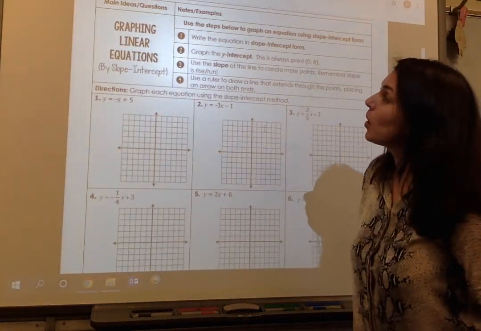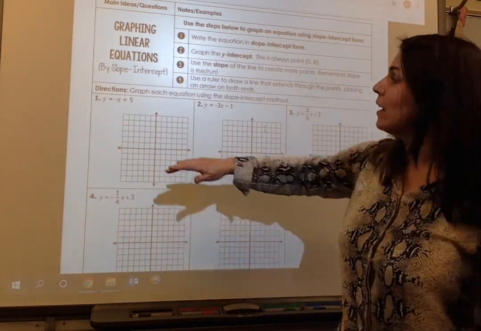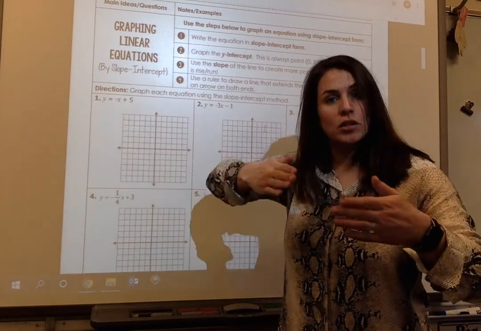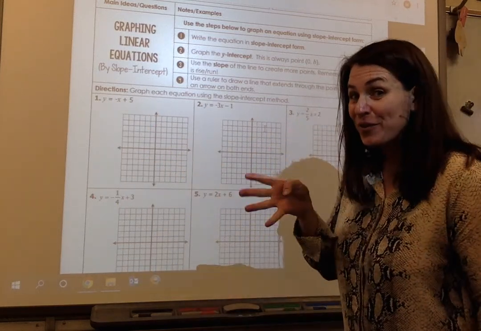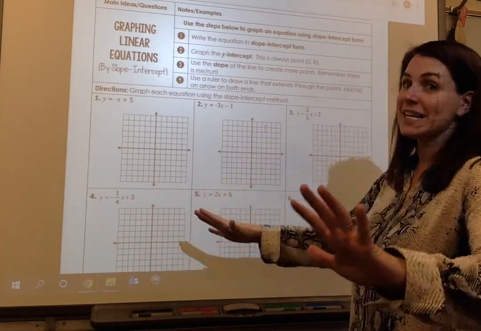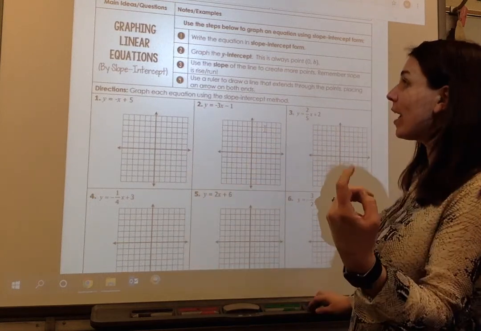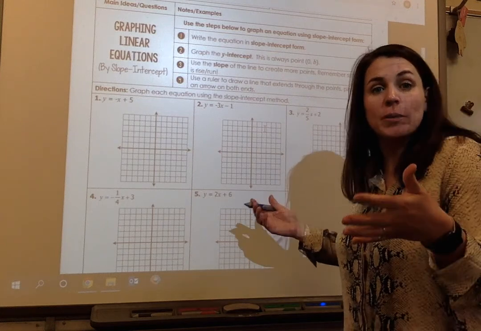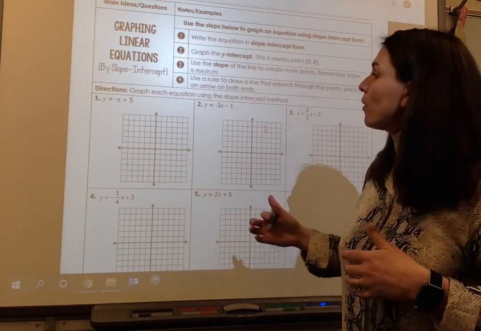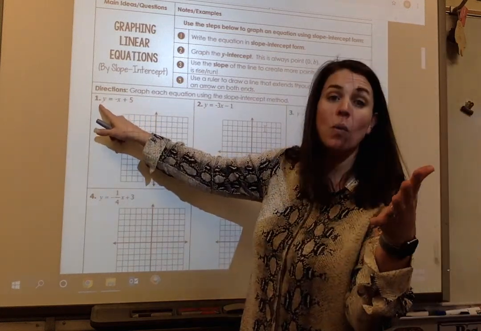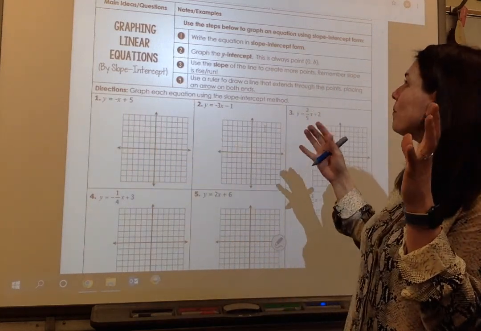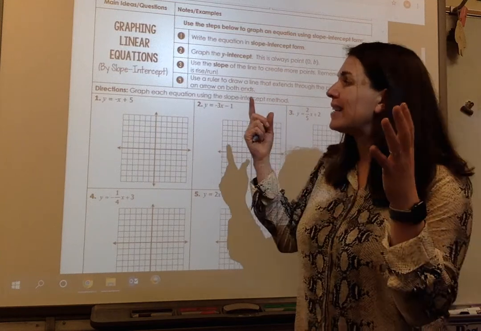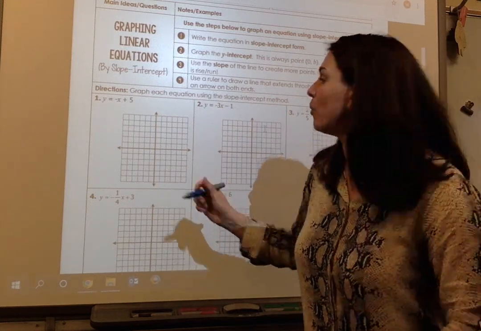All right, this next part is now, if I give you a linear equation in slope-intercept form, I want you to graph it. So you just got to follow these 4 easy steps. Step 1, we write the equation in slope-intercept form if it's not already done that way for us. So on number 1, it is y equals negative x plus 5.